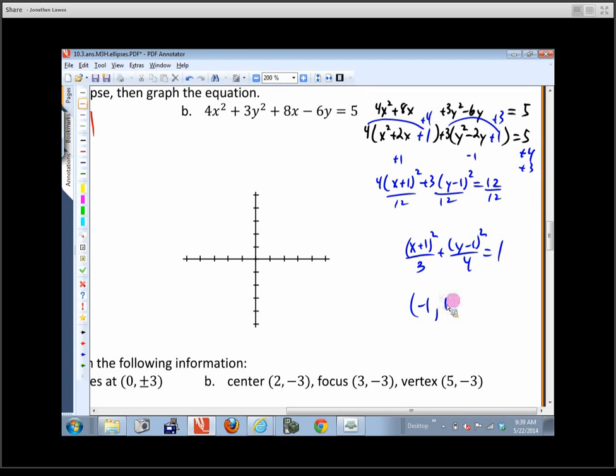Center is at negative 1, 1. We're going to go the square root of 3 in the x direction. We're going to go 2 in the y direction.